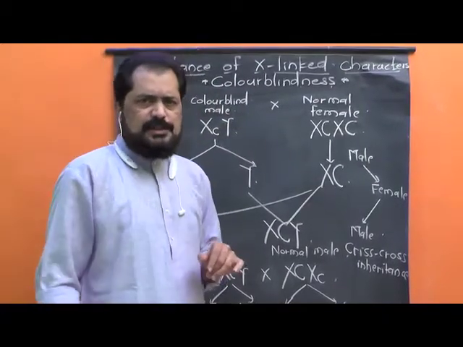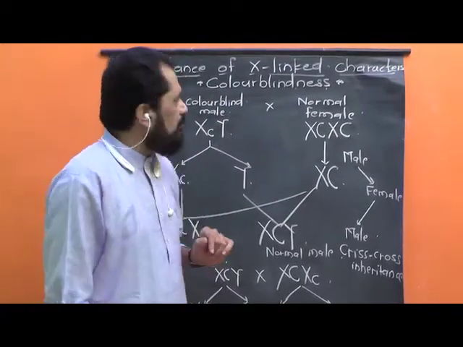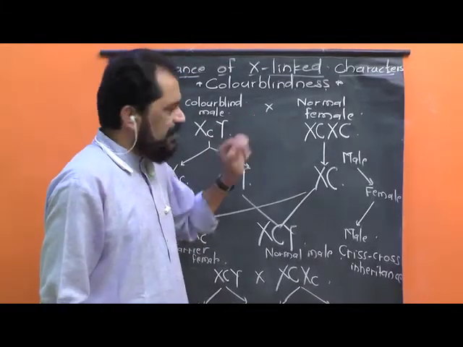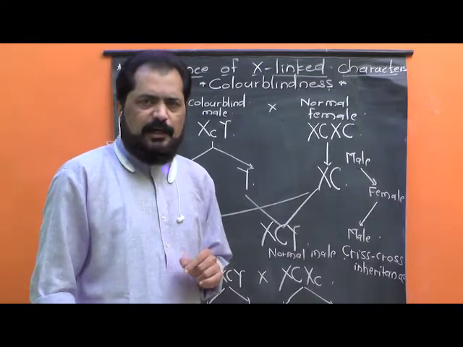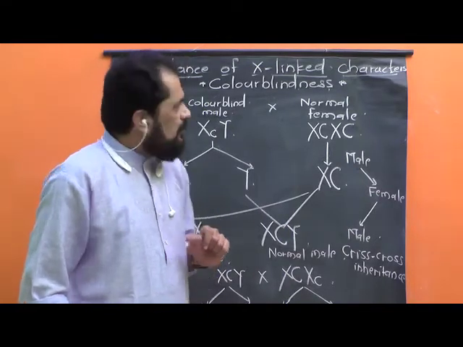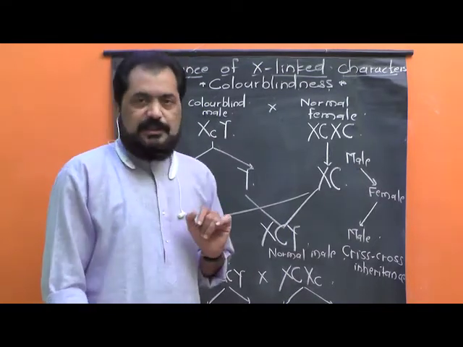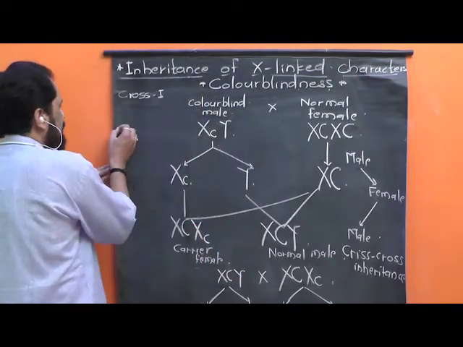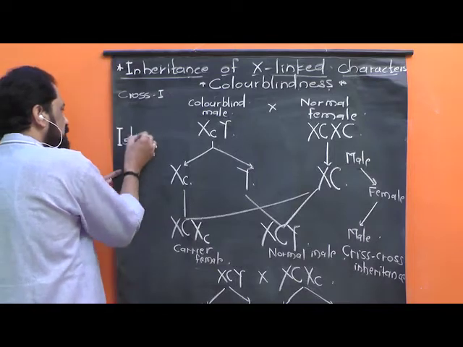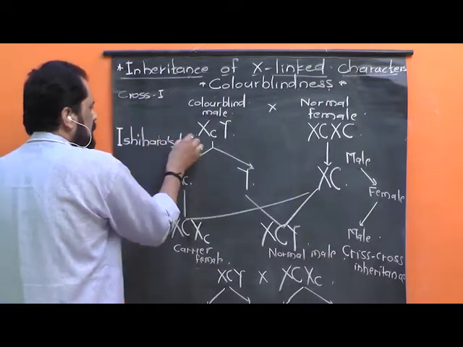Now we have to understand again one more example of an X-linked trait, that is hemophilia. But before going to hemophilia, let me tell you briefly. Color blindness can be diagnosed with the help of one diagnostic test called Ishihara's test.